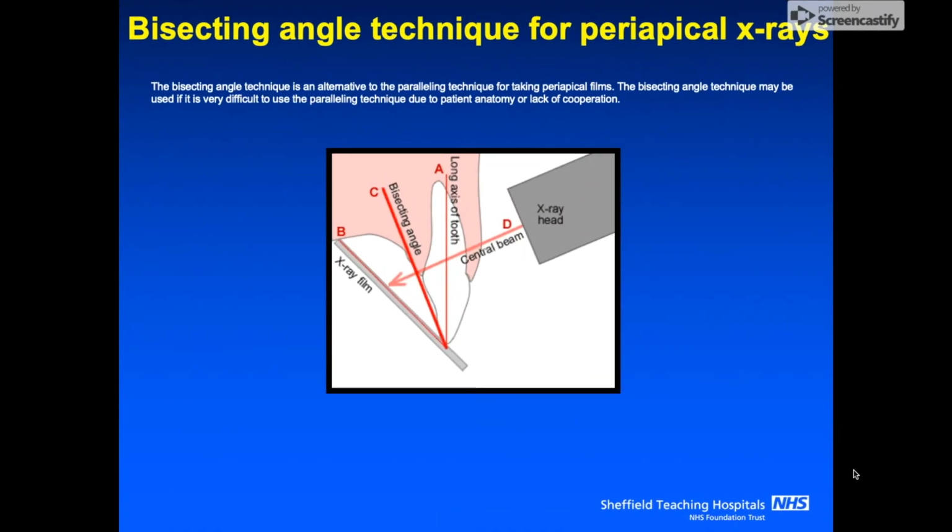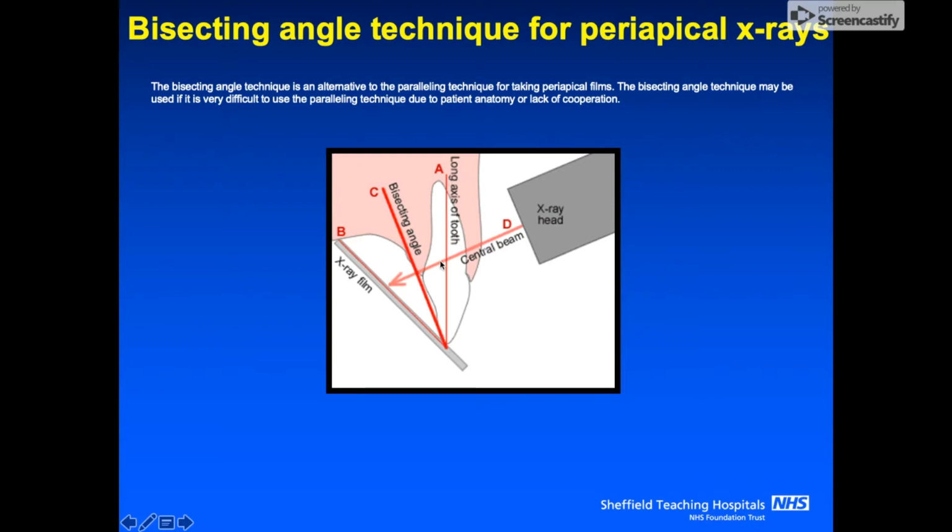So the bisecting angle technique is an alternative, so it can be used if it was difficult using the paralleling technique or the patient was unable to cooperate. So the image receptor film, which is here, is placed close to the tooth under investigation as possible without bending the film. The angle formed between the long axis of the tooth and the image receptor is assessed and mentally bisected. This is your bisecting angle here.